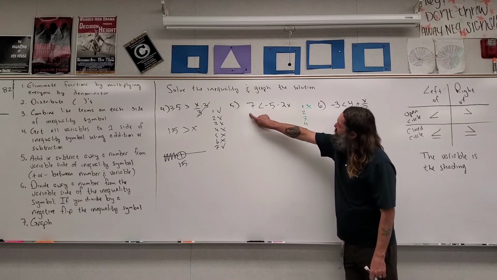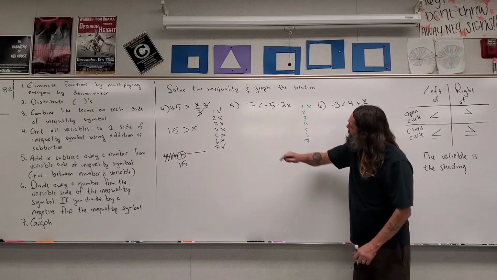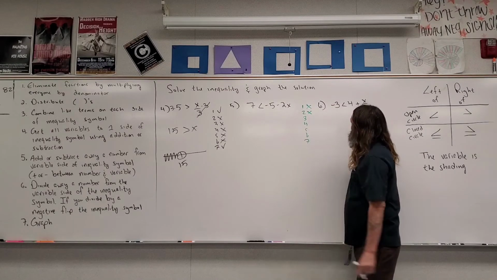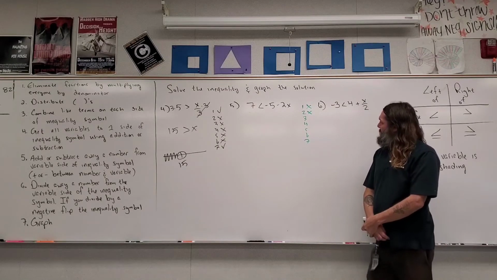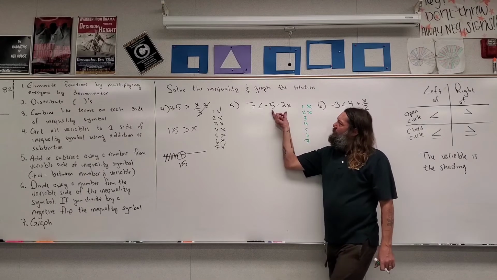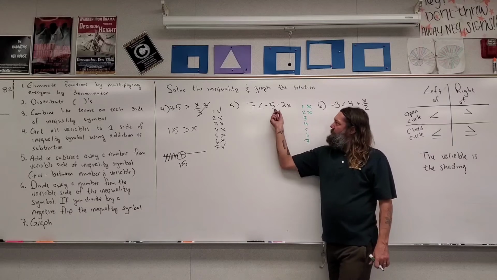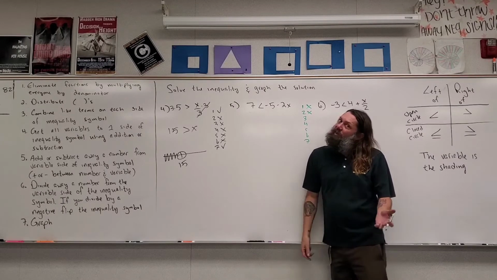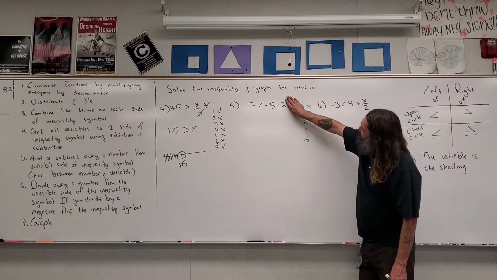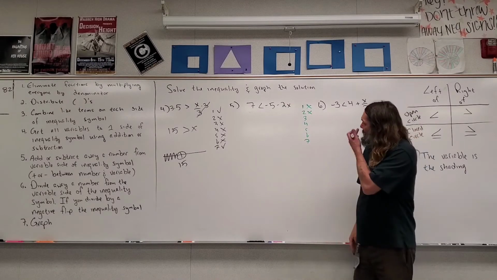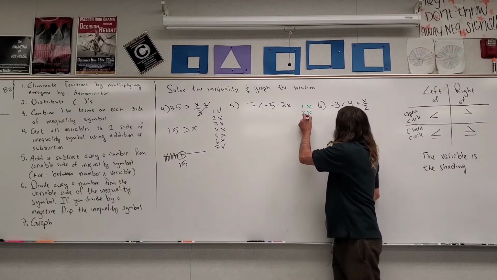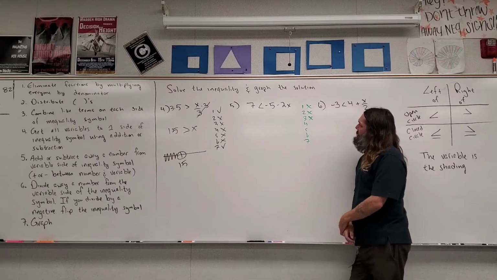Step 2, can I distribute? I know that I can't because I don't have parentheses. Step 3, can I combine like terms on each side of the equal sign? I'm not allowed to put together minus 5 and minus 2x because that doesn't have an x, so they're not like terms. Now, there's no x there. These would be like terms, but I don't have like terms, so I can't do that. And there's no one on the left to combine with the 7, so I can't do step 3.